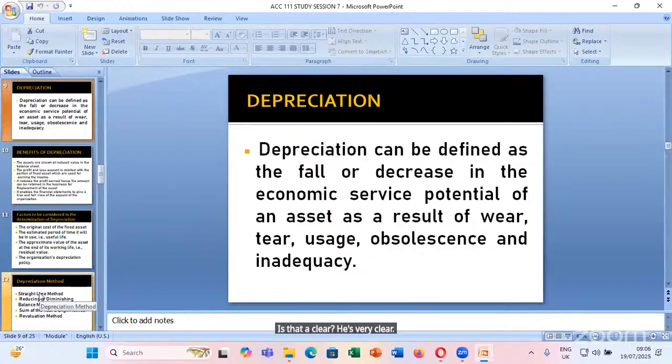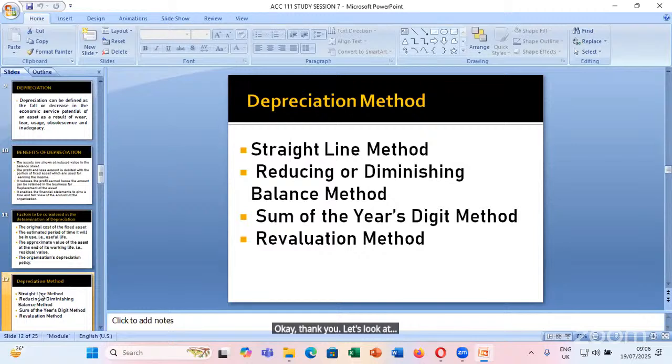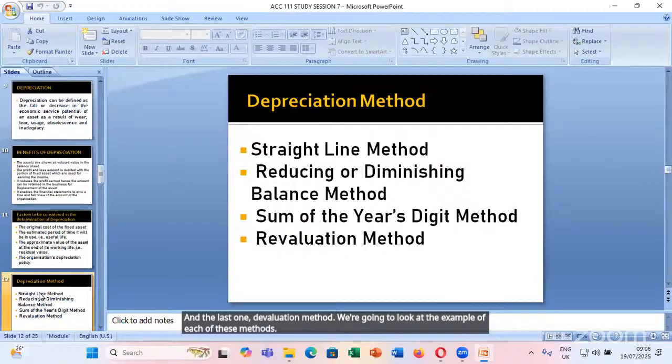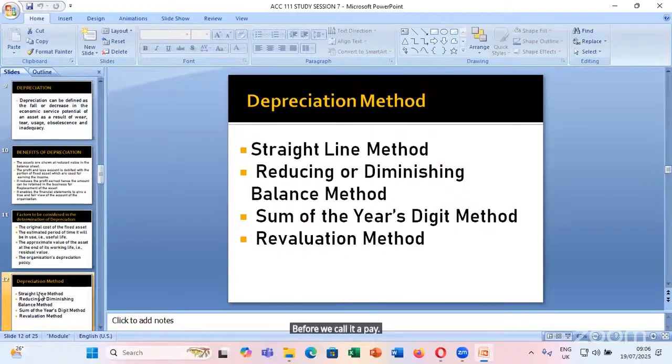Okay, thank you. Let's look at the methods of depreciating now. Depreciation methods: 1, we have the straight line method. 2, reducing or diminishing balance method. 3, sum of the digits method. And the last one, revaluation method. We are going to look at an example of each of these methods before we call it a day. So let's go to the straight line method now.